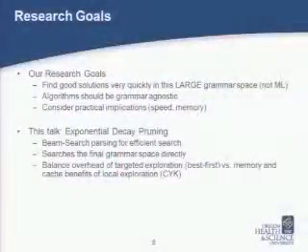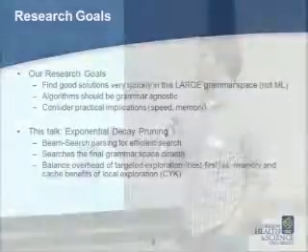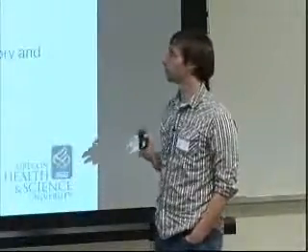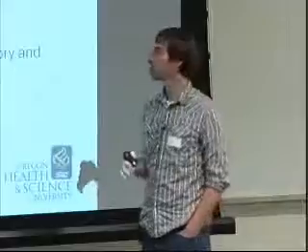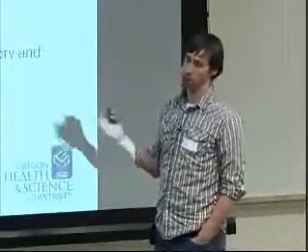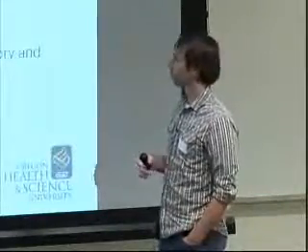So the goals of our research are to find good solutions very quickly in this large grammar space. And it's very large if we use one of these large grammars. It's not necessarily finding the maximum likelihood solution, but just something good. We also want to come up with algorithms that are grammar agnostic, so we can switch out any grammar we want. We can do different grammar transformations and still run the same algorithm. We also want to consider practical implications like speed and memory, which sometimes we tend to ignore.